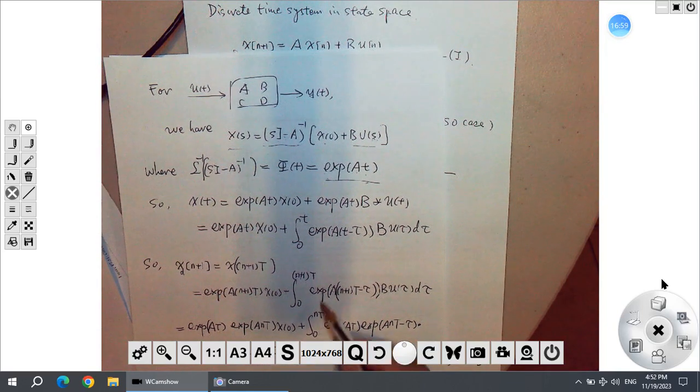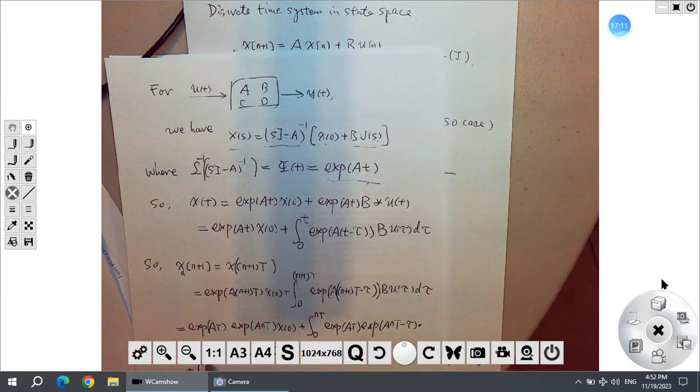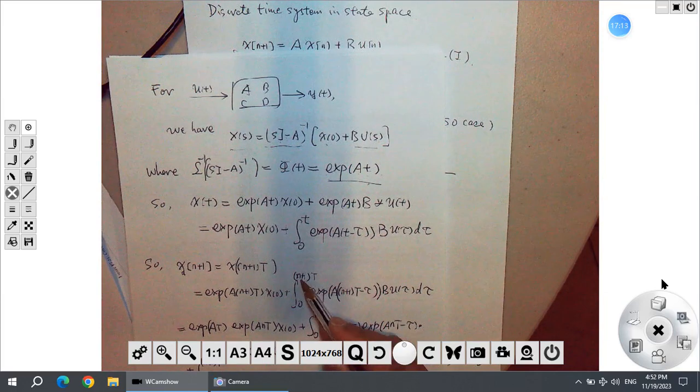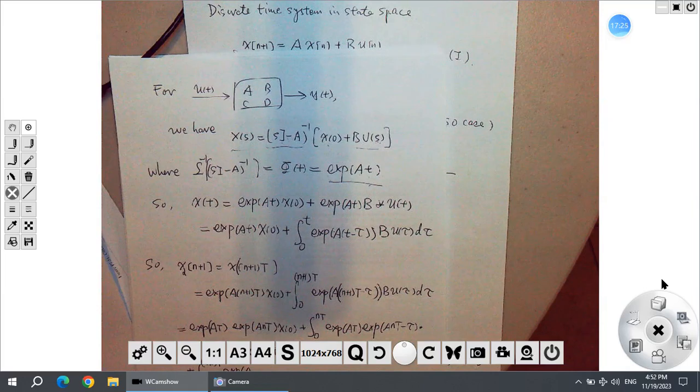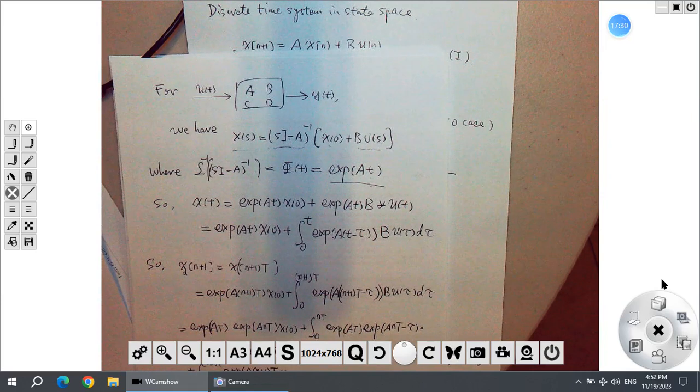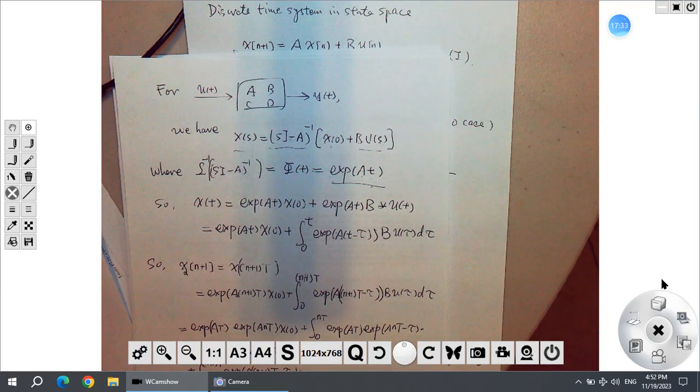Okay, this is the integral from 0 to nT, plus the integral from nT to (n+1)T. Okay, I separate this integral into two parts. This is the first part, this is the second part. Here is the exponential power. This one I don't separate, because this is some part actually, not a part of the x(n), right? So I just keep it, and the b u(τ) dτ.